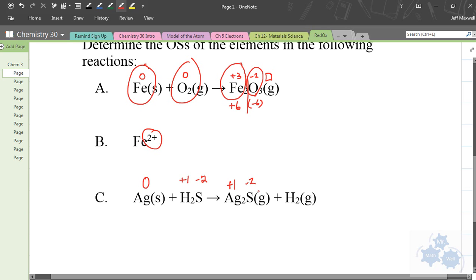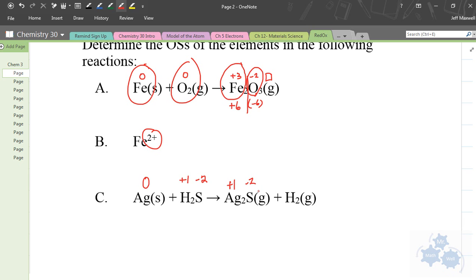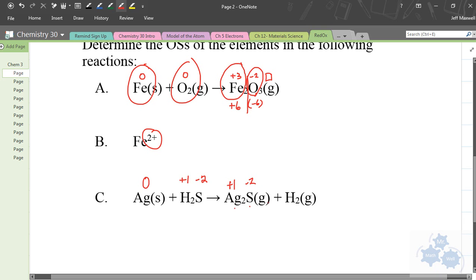Yes. So in binary ionic compounds, you really are just assessing the charge of the ions that form those compounds. So again, if it's binary, just 2 elements, it's ionic, just figure out the charges, okay? That's all you gotta do. And H2 again is 0.